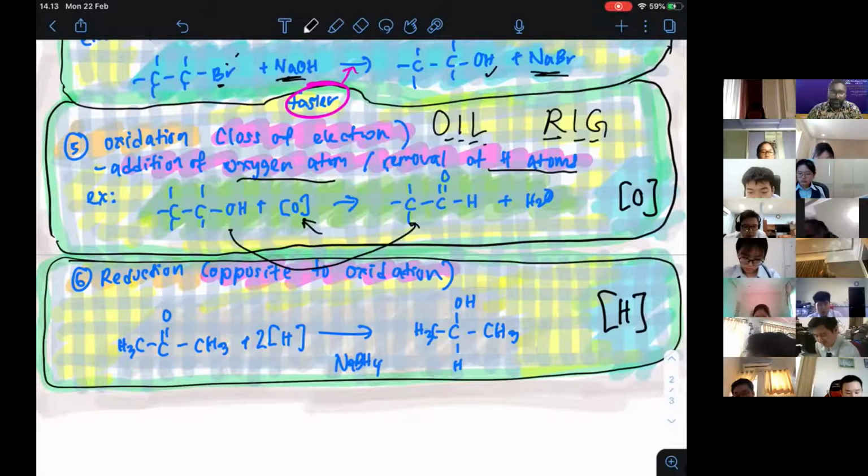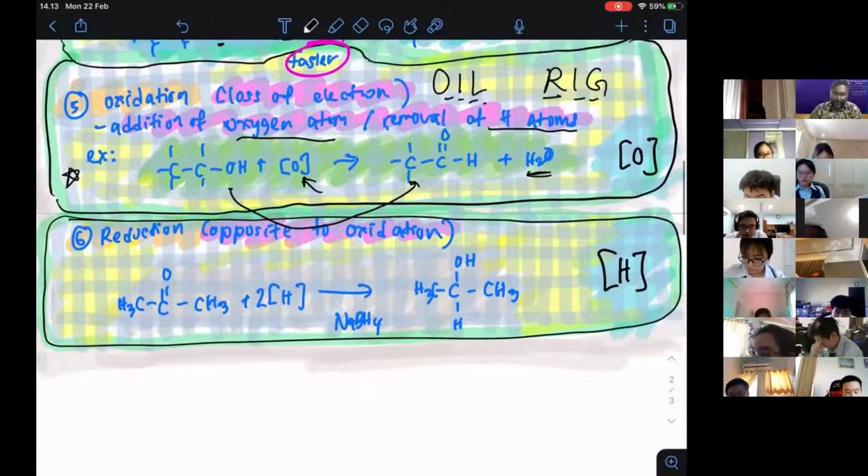And then what is going to happen next? Basically water will be given. We will learn all this later. Reduction is similar to oxidation, but now it's the opposite. It's a removal of oxygen atom or gaining of hydrogen atom. Therefore, we always represent it using the bracket hydrogen. We put a bracket, then we put the hydrogen over there.